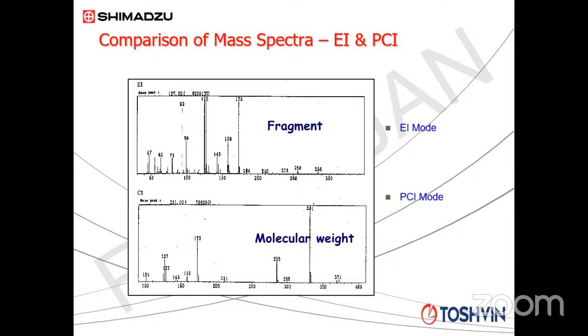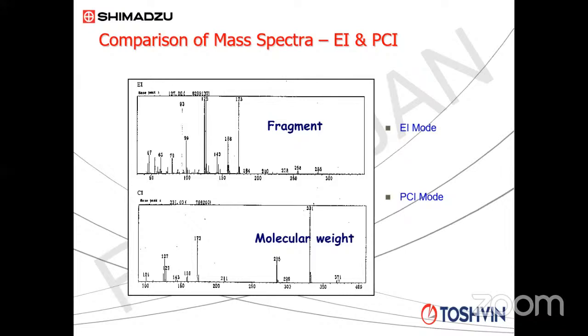Okay, and one more thing for your understanding. In PCI mode, positive chemical ionization mode, the most prominent fragment can be an M plus 1 peak, whereas in the EI mode, the most prominent fragment is called a base peak. So please understand: the most prominent fragment in the EI spectrum is called a base peak, and the most prominent fragment in the PCI spectrum is called an M plus 1 peak.